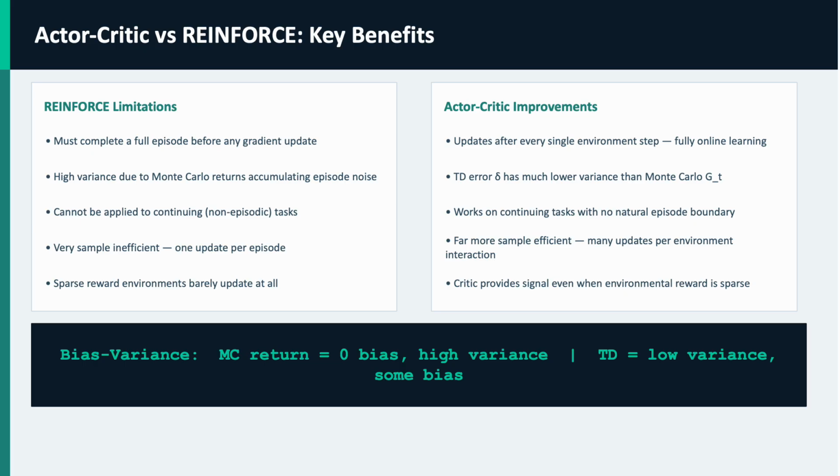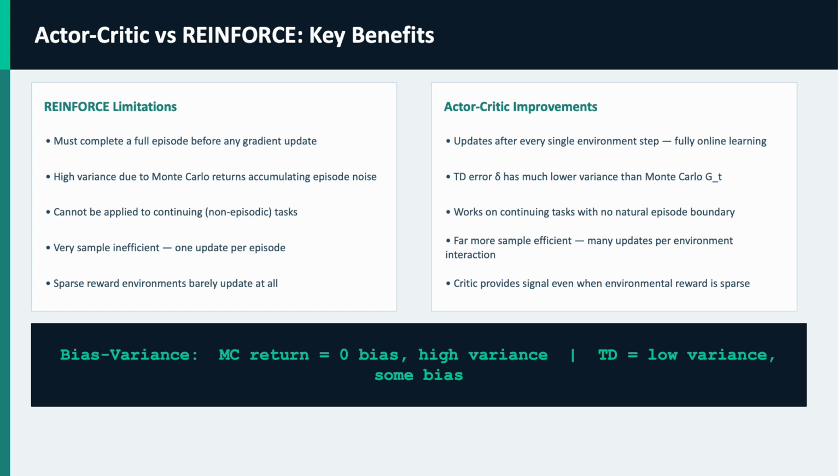Let's put the comparison side by side clearly. REINFORCE must complete a full episode before any update, cannot handle continuing tasks, and generates highly variable gradient estimates because G_t accumulates randomness across the entire episode. On top of that, it is severely sample inefficient. One gradient update per episode means you might collect thousands of environment steps to make a single parameter change in sparse reward environments. It barely learns at all. If G_t is near zero because reward is rare, the gradient signal is near zero too.